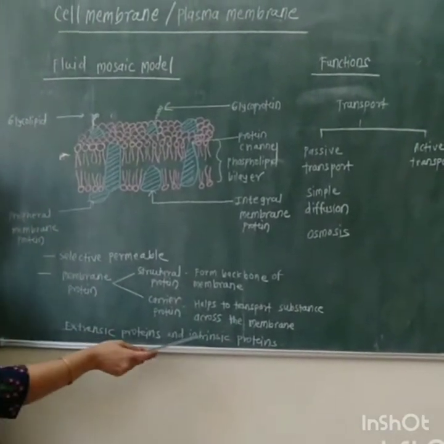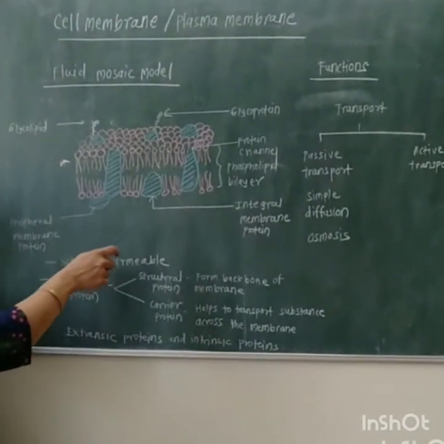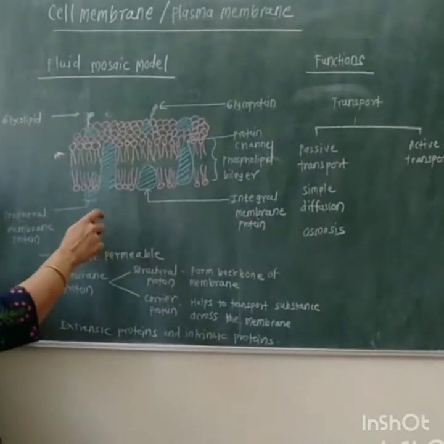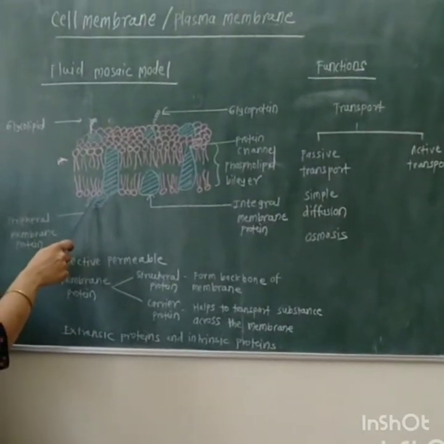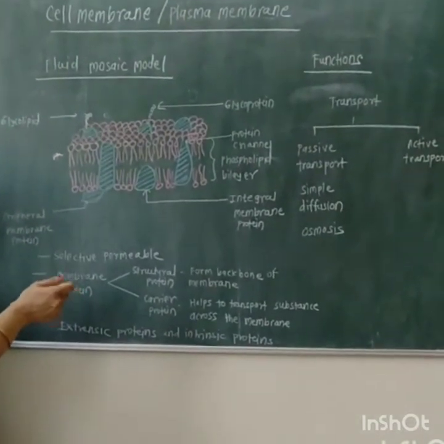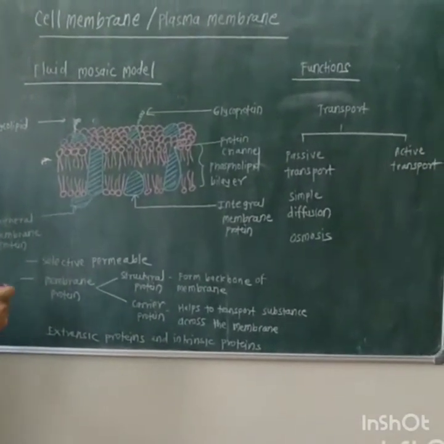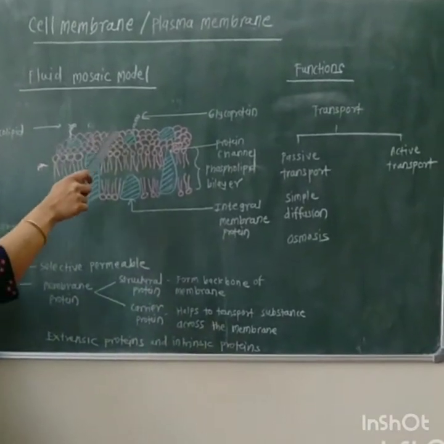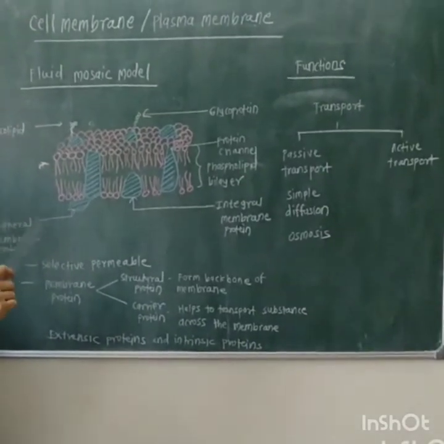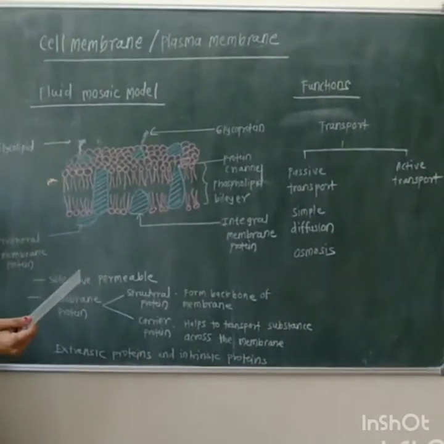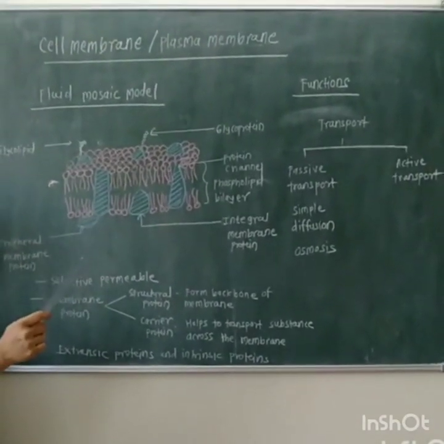Proteins are of two types, extrinsic proteins and intrinsic proteins. Here you can see these are the integral membrane proteins, these are the glycoproteins, these are the peripheral membrane proteins. Extrinsic proteins are present on the outside surface, so they can be easily removed, but intrinsic proteins are embedded inside the phospholipid. So they look like an iceberg. They cannot be easily removed from the bilayer.